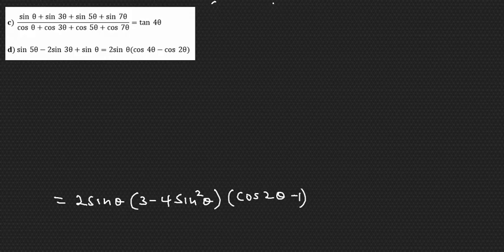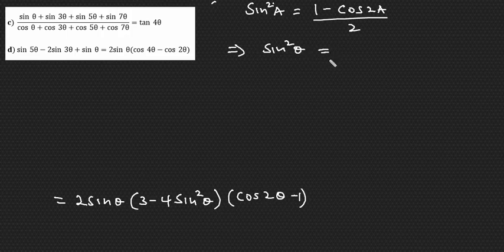You should know that sine squared of an angle is the same as 1 minus cos, we double the angle, then you divide it by 2, which implies that our sine squared theta here is going to be 1 minus cos 2 theta divided by 2.